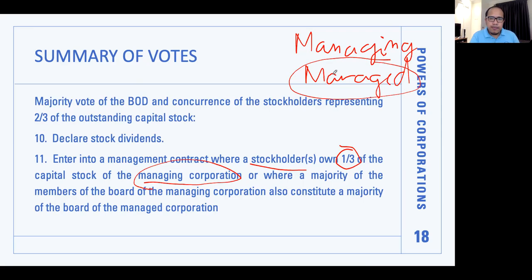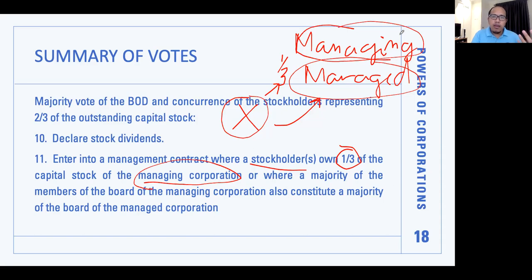Kapag 1/3, whether isa lang siya o hindi, 1/3. For example, si X. Si X ay stockholder ng managed corporation. Required ba nung si X ay 1/3 owner ng managed corporation? Hindi required yun. So pwedeng ang interest niya sa managed corporation ay mas mataas sa 1/3 or mas mababa sa 1/3. It doesn't matter. Pero kapag si X ay owner ng 1/3 ng managing corporation, then the vote required is majority board, 2/3 stockholder.